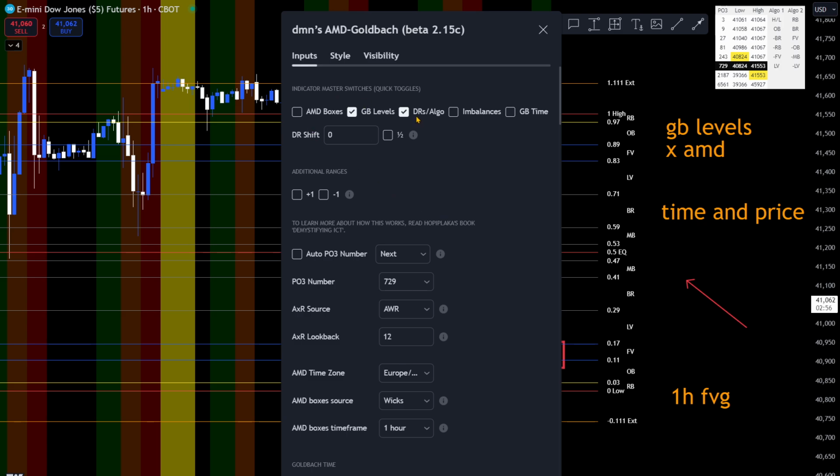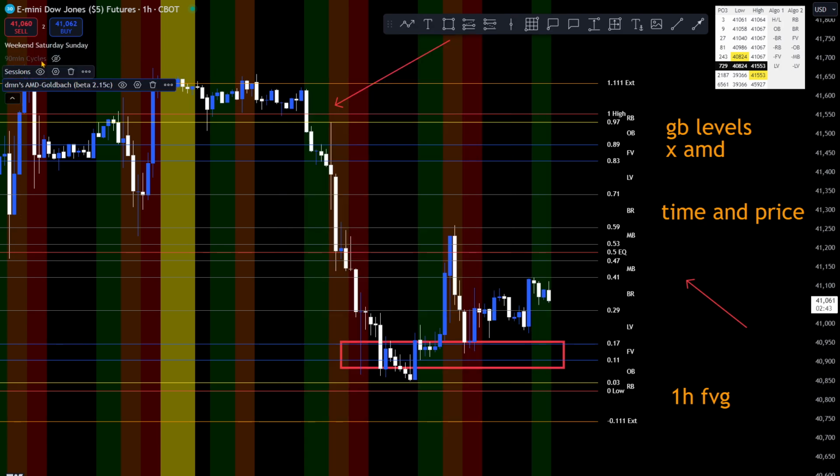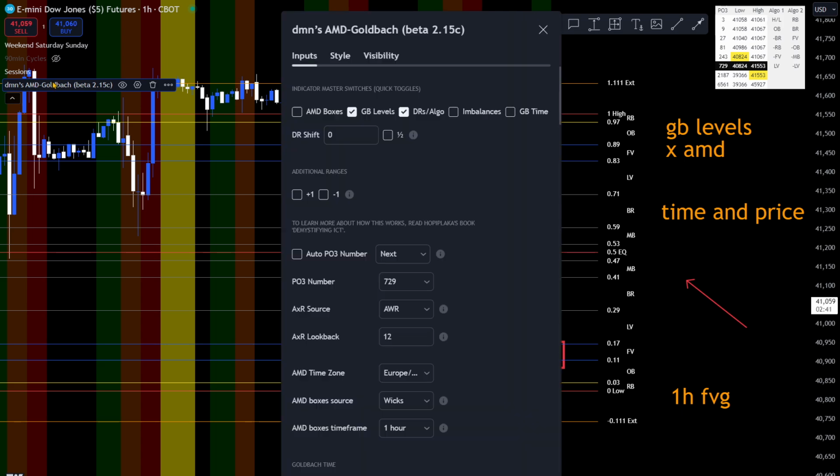So I talked about these master switches. Okay. You have AMD boxes, just how we talked about. You can have this indicator do a version of that for you too. I use 90-minute cycles plus MTF instead, how we talked about. But what I do like is, again, adding the DR shift. I might get to half shift if we have time, but I'm not super concerned about it. The biggest thing is right here is you're probably going to be in this tab 20 times a day, right?